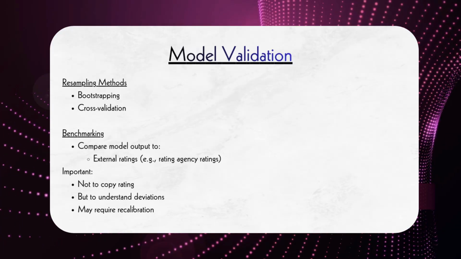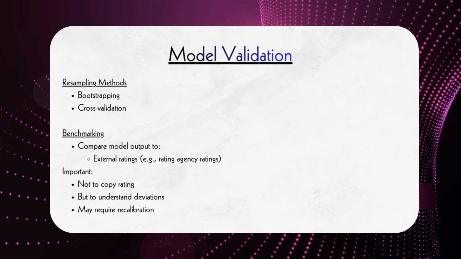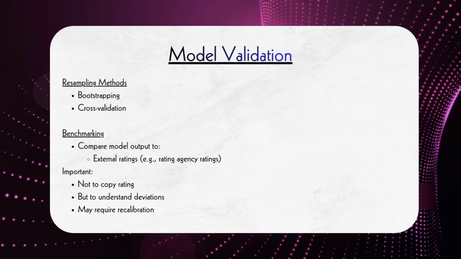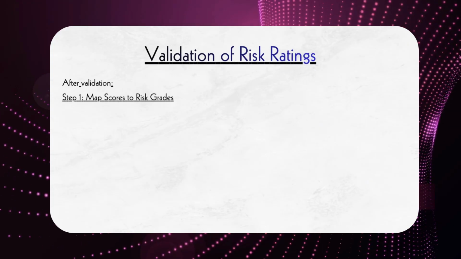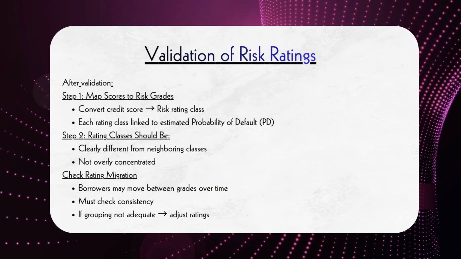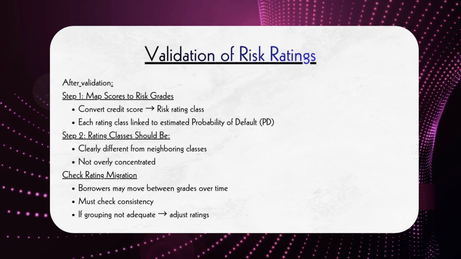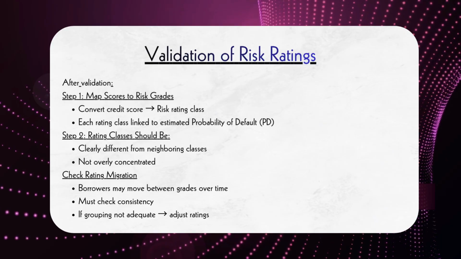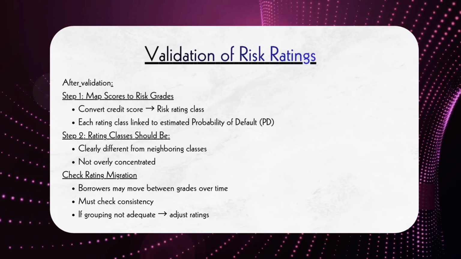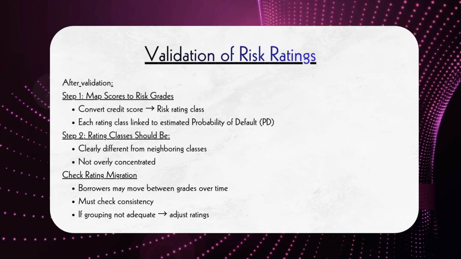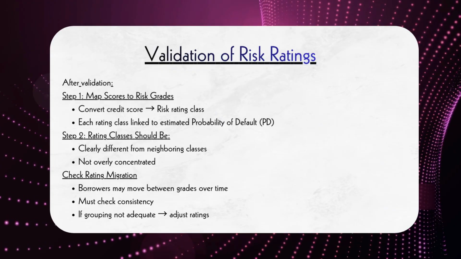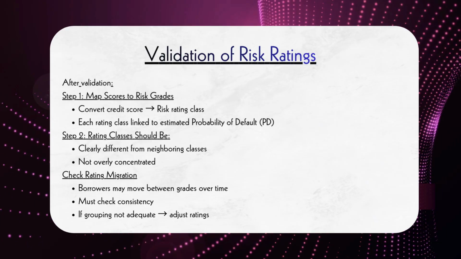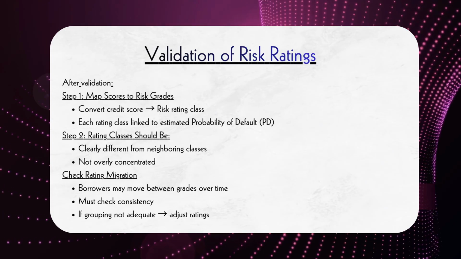Another important approach is benchmarking, where the model output is compared with external ratings, such as those from credit rating agencies. The goal is not to copy the external rating, but to understand any deviations and recalibrate the model if necessary. The fourth step is definition and validation of risk ratings. After validation, the credit scores produced by the model are mapped into risk rating classes. Each rating class is associated with an estimated probability of default. The rating classes must be clearly differentiated from each other, and borrowers should not be overly concentrated in a single risk grade. The mapping process must also be checked over time because borrowers can migrate from one rating grade to another. If the grouping does not produce consistent or meaningful results, it needs to be adjusted.